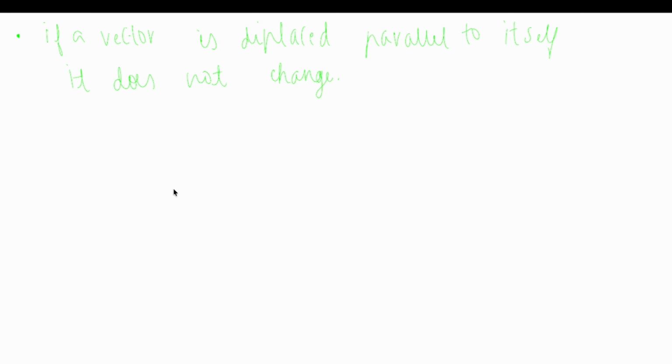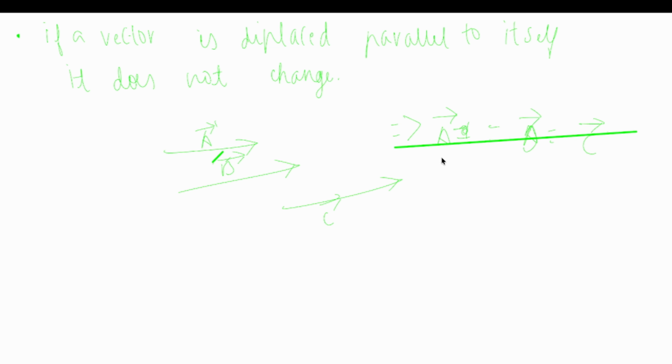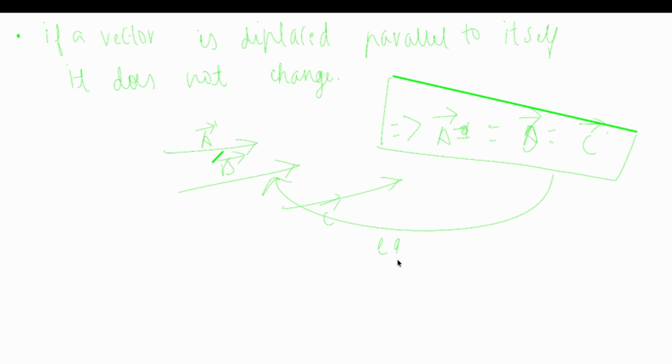What I mean is that if I have vector A, if it displaces parallelly like this, or maybe like this, so let me call this B and this C. So if it displaces parallel to itself, all these vectors are equal: vector A is equal to vector B, which is also equal to vector C. If a vector is displaced parallelly, all of these vectors are equal.